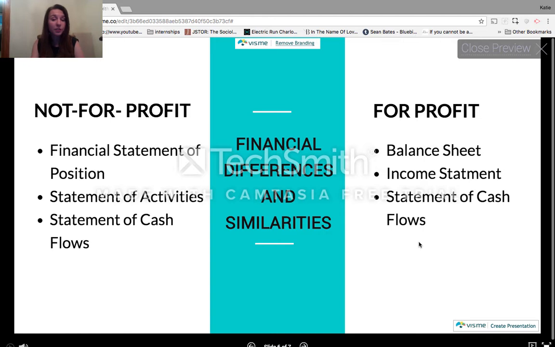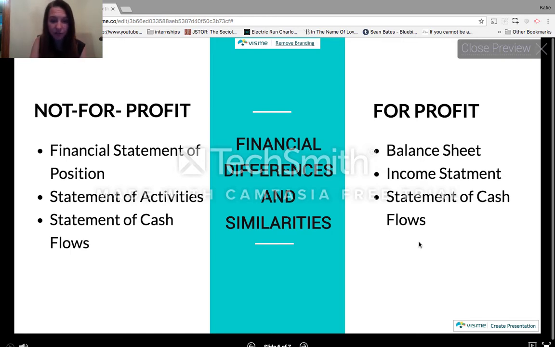There are financial differences as well. For financial statements, for-profits have a balance sheet, an income statement, and a statement of cash flows. A not-for-profit organization will have a statement of financial position that's the same as the balance sheet, a statement of activities that looks a lot like an income statement, and they will also have a statement of cash flows as well.